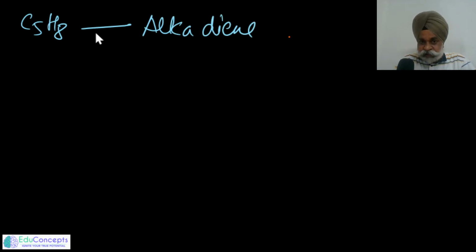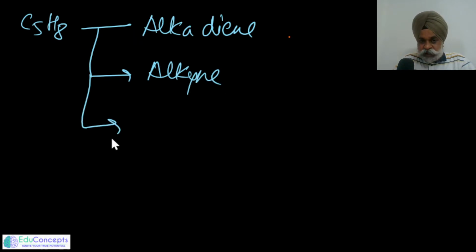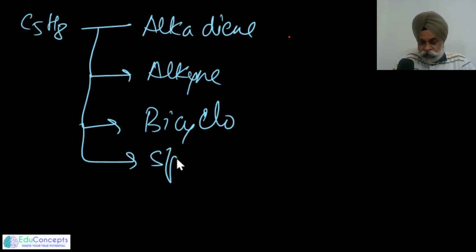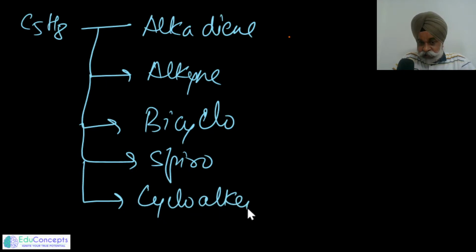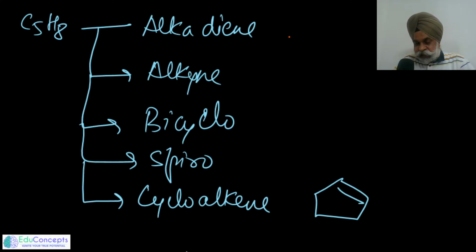So what I'm trying to say here is that this compound can possibly be made in the form of alkadiene as a functional group. It can be made as alkyne, as bicyclo, as spiro. It can also be made as cycloalkene, where I might have missed this 5-membered ring if I just would make it like this. So DU happens to come out to be 2 only.